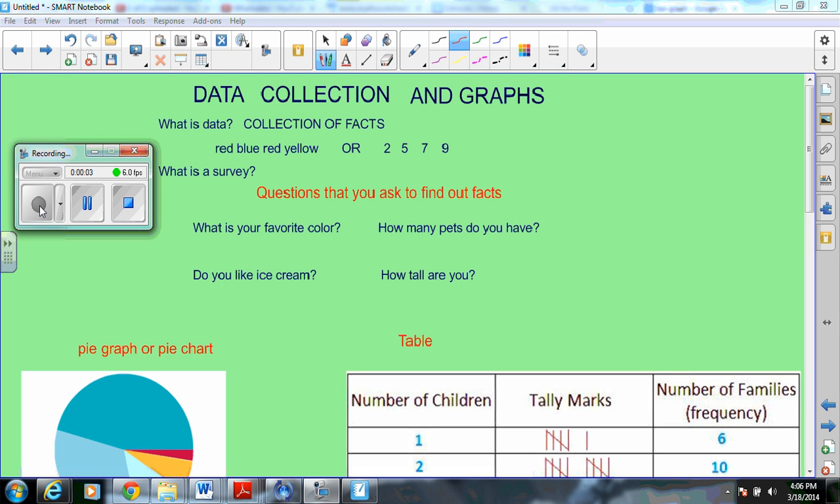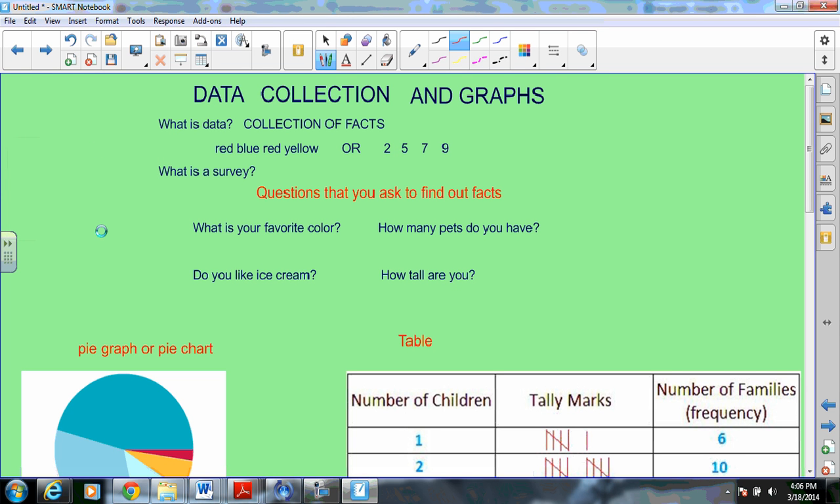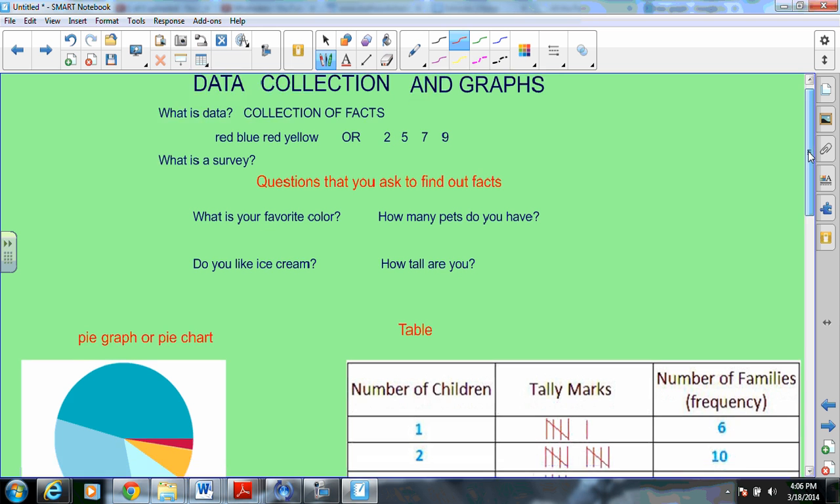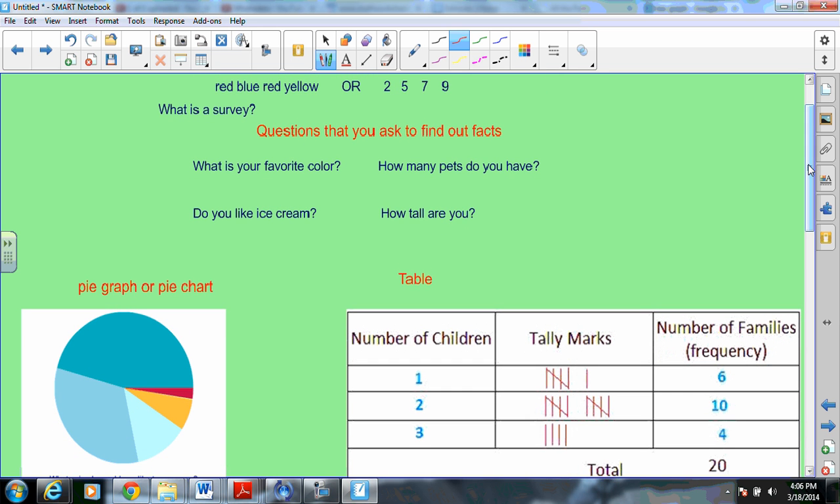Hello. Today we are going to continue talking about data collection and graphs. Yesterday we talked about what is data. Data is the collection of facts, and you get those facts from doing what is called a survey. A survey is just when you ask people questions that help you find out facts. Some examples of those questions are right here.